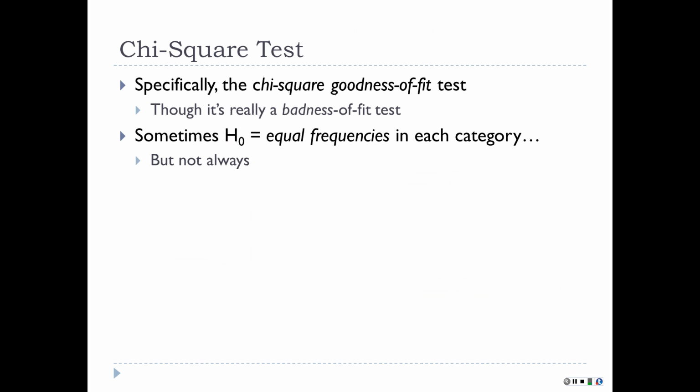So the chi-square test, the goodness of fit test, is really a badness of fit test, and sometimes the null hypothesis is even-steven, meaning equal frequencies in each category, and if you can't think of anything else, go with that one. But not always. Sometimes there are some much more reasonable things that aren't even-steven.